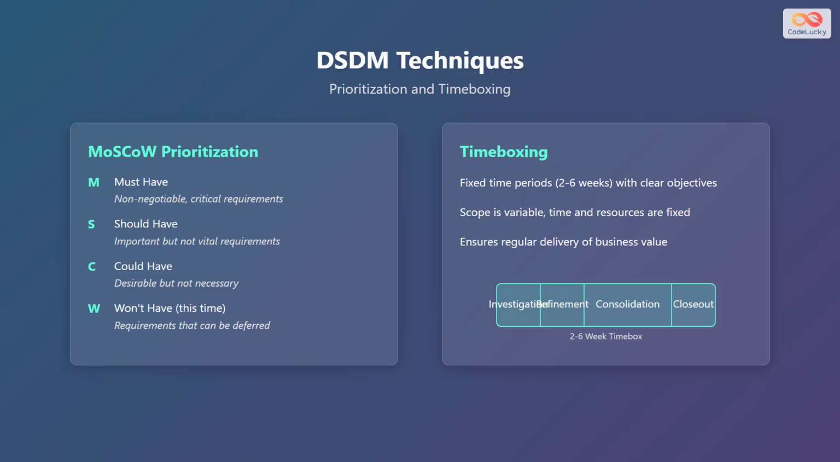The second technique is timeboxing. The fixed time periods are 2 to 6 weeks with clear objectives. Scope is variable, time and resources are fixed. This ensures regular delivery of business value.